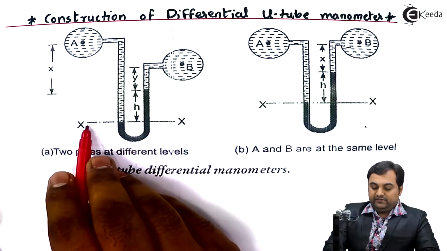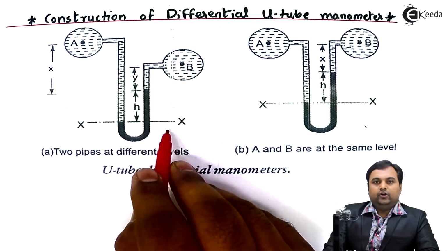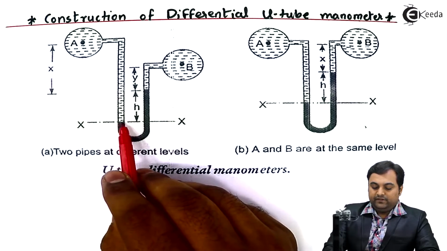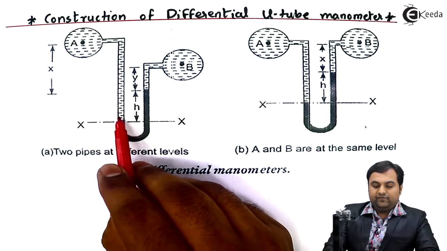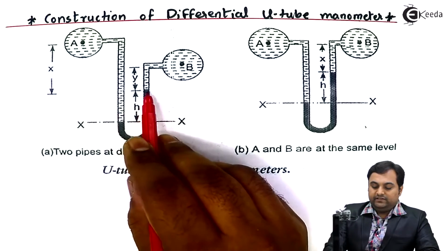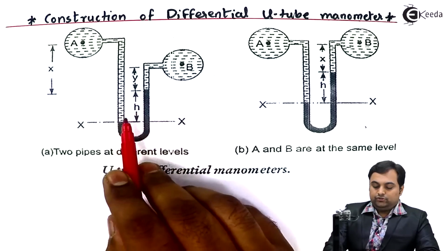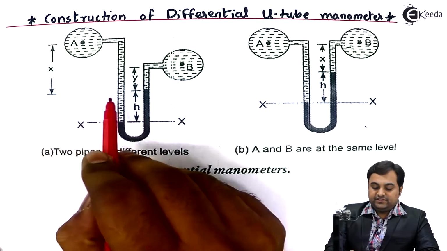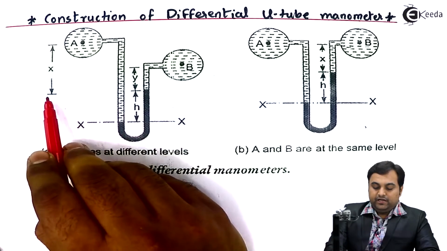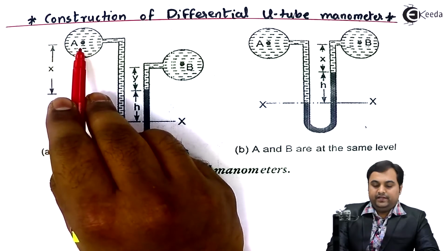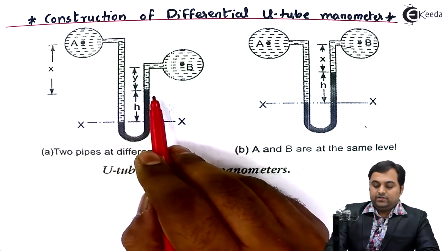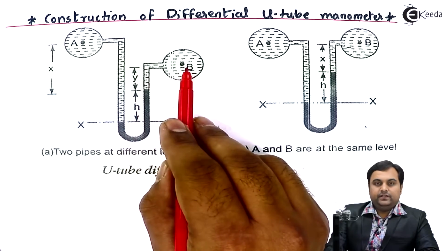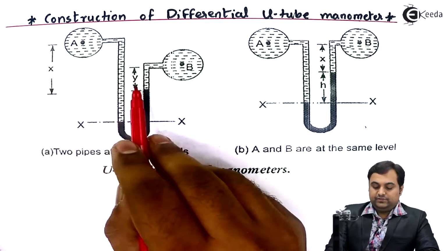If we compare, X-X is taken as the level, or you can say reference. From X-X, in the left limb there is, we can say, no mercury above the X-X level, but in the right limb there is mercury up to height H. So the difference in level of mercury is H. Next, the distance between the level of mercury and the center of pipe A is called X. Similarly, the distance between the mercury level and the center of pipe B is denoted by Y. So these are the notations.